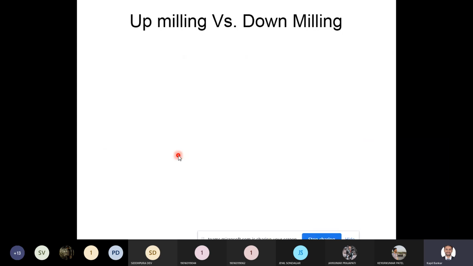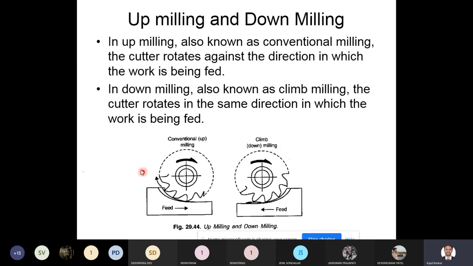Because, see in this figure, once I apply the cutting fluid over here, what happens? See, I'm trying to show you. Suppose here, okay, this is the pipe and this is the nozzle. From here you apply the cutting fluid over here. So at that time what happens?